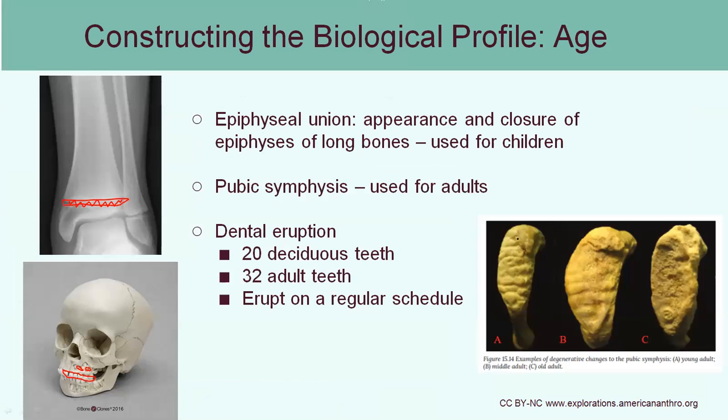And the pattern on this portion of the bone can be compared to look and try to determine if the person's a young adult, middle adult, or older adult, but it's going to give a wider range of possible ages.